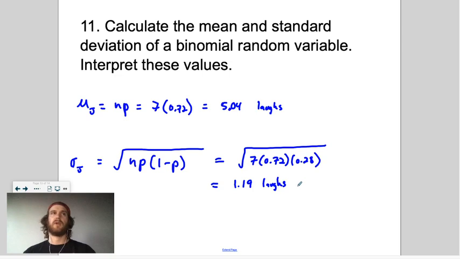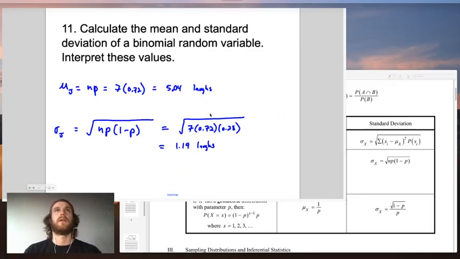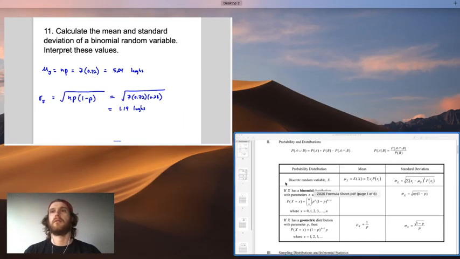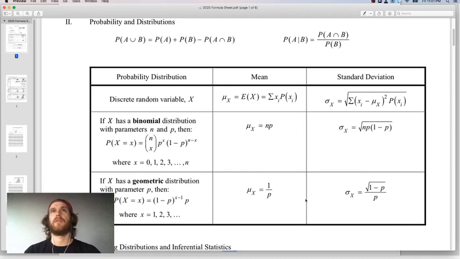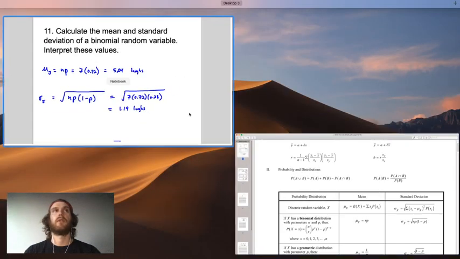Okay, so we can expect any given trial of 7 jokes to have a mean of 5.04, and we can expect any trial of 7 jokes to vary from that mean of 5.04 by about 1.19 laughs. I think I did everything. And again, I'm pulling those equations from this cheat sheet that you're given.